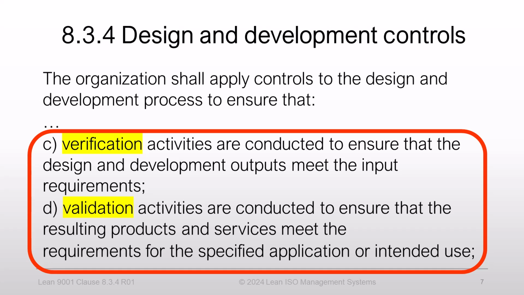The organization shall apply controls to ensure that C. Verification activities are conducted to ensure that the design outputs meet the input requirements. And D. Validation activities are conducted to ensure that the resulting products and services meet the requirements for the specified application or intended use. To begin with, the standard mixes up process stages as it did with element 8.3.2, planning.